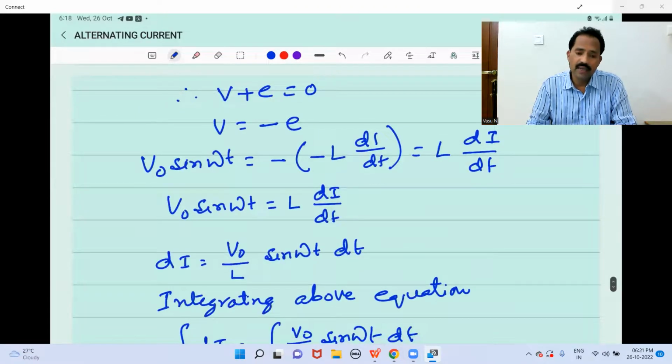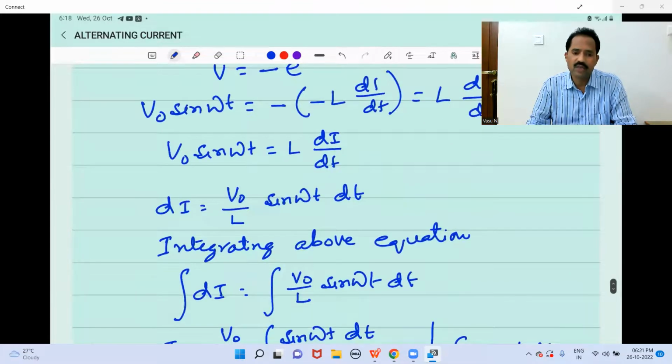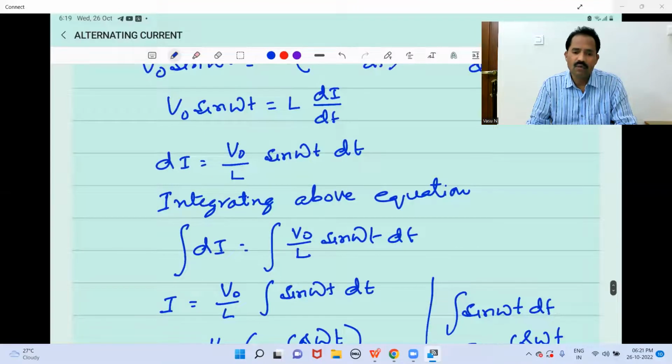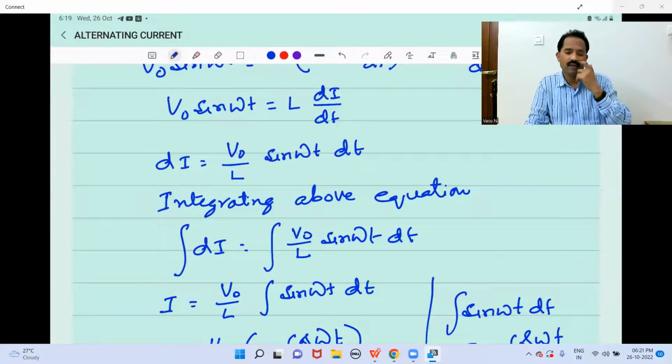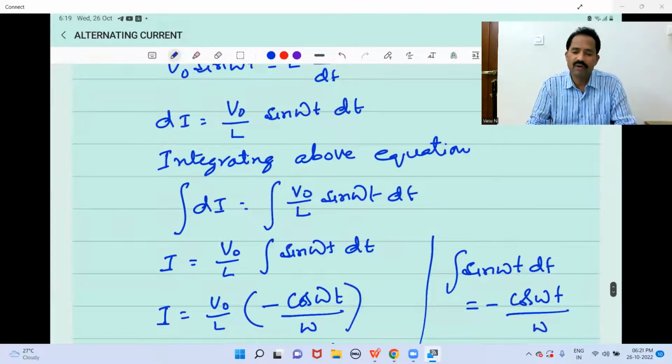So see, di is known, but I want I value. Therefore, integrate the above equation. Integration of di is equal to integration of V naught by L sin omega t dt. What is the integration of di? I. So I is equal to V naught by L integration sin omega t dt. Now we must know the formula for integration of sin omega t dt. I is equal to V naught by L, integration of sin omega t is minus cos omega t by omega.